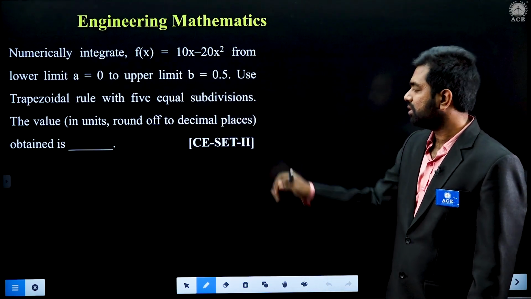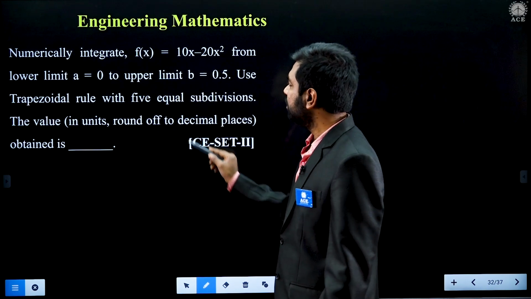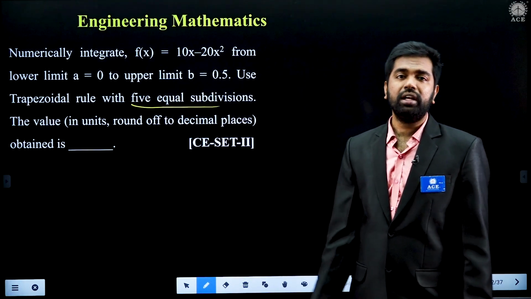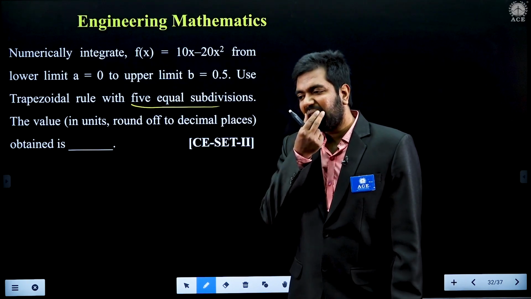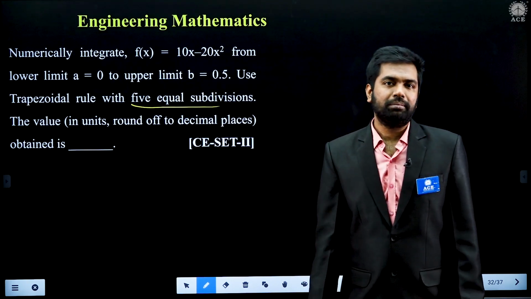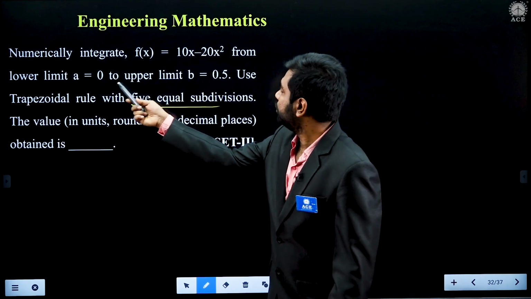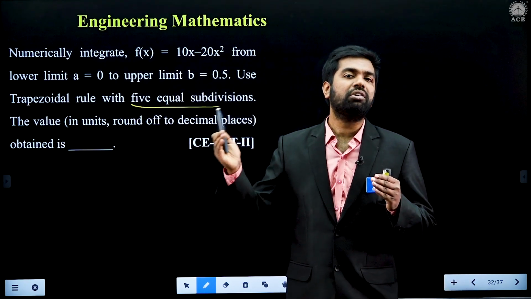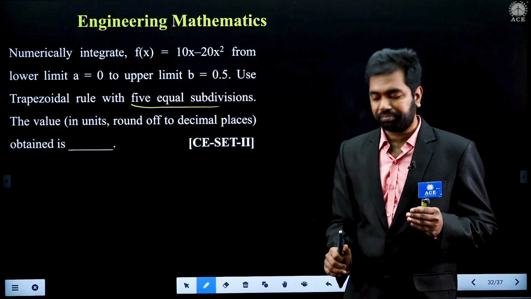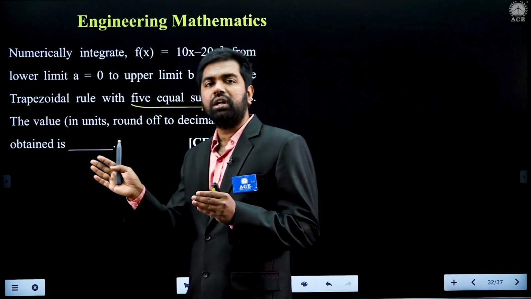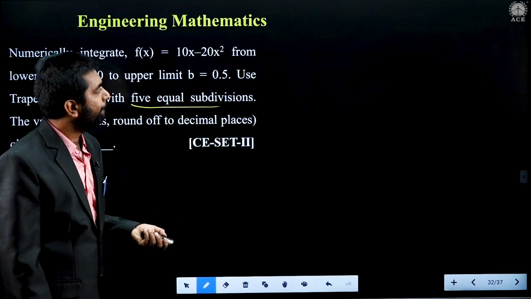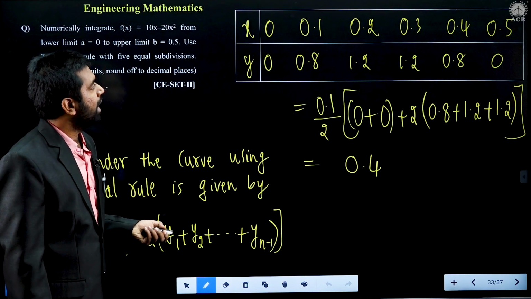So how many subintervals? Let me highlight the keyword here, 5 subintervals. You have the function with you, right? So what you do is, you now create the table, right? So 0 to 0.5, divide that into 5 equal subintervals, and then see what are the x values and what are the y values. So let's look at that. Have a look at this.